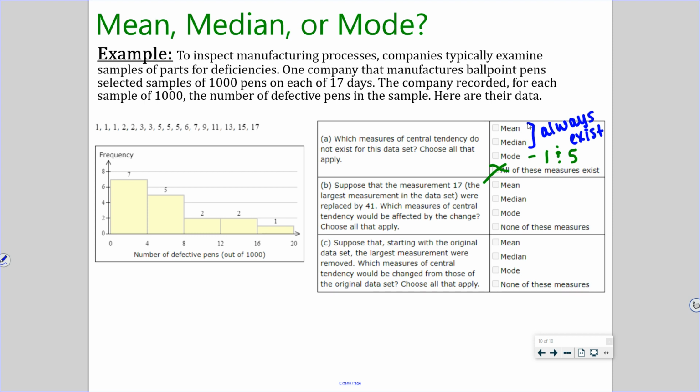B says, suppose that the measurement 17, the largest measurement in the data set, was replaced with 41. Okay, let's pretend that. Which measures of central tendency would be affected? The mean. Would the median be affected? No, because if I go in and find my middle number, it doesn't matter what my highest one is. The median would stay the same. Would the mode change? Nope, just the mean would change. By adding in that higher number, it is going to bring up my average.